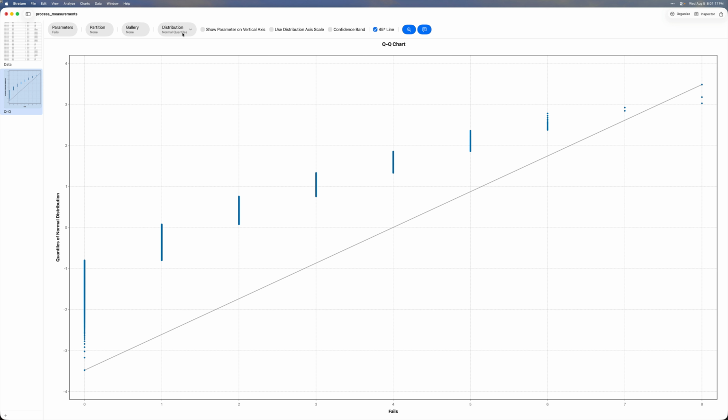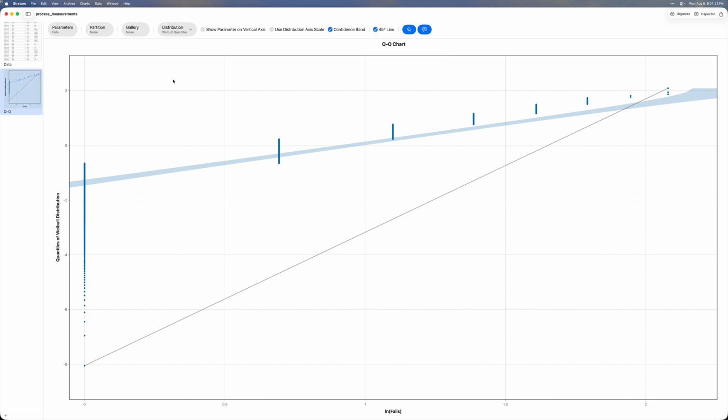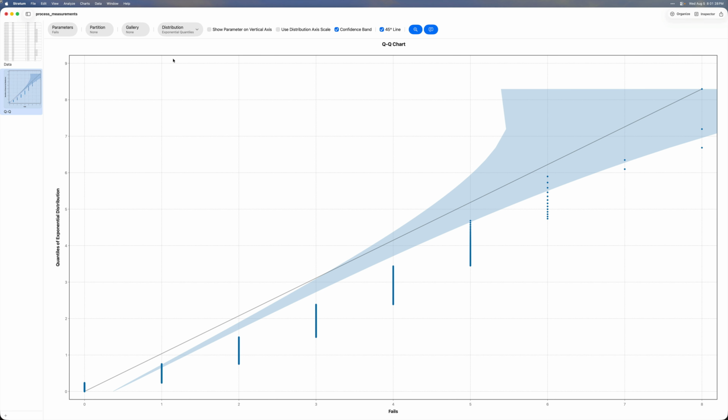Real samples always wobble a little, though, even when they're normal. So, turn on confidence bands. Points inside the envelope are consistent with normality. Points that stray outside are the ones to worry about. And it's not just for the bell curve. Pick a different reference distribution, and the same straight line test applies.